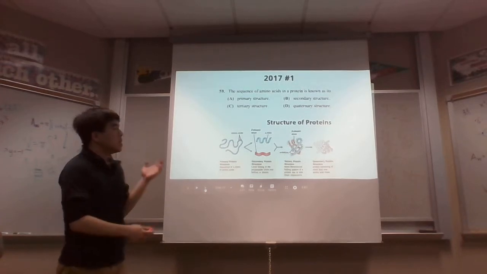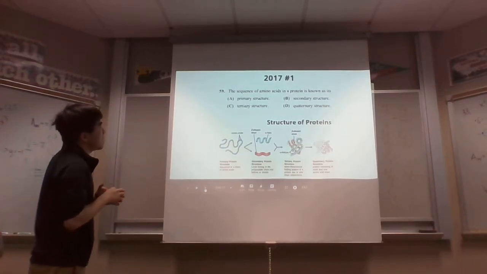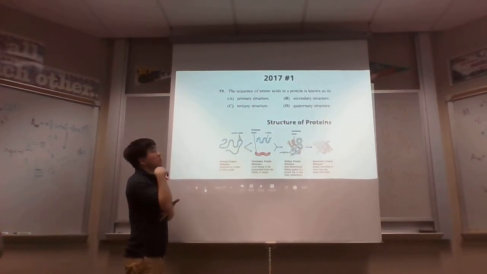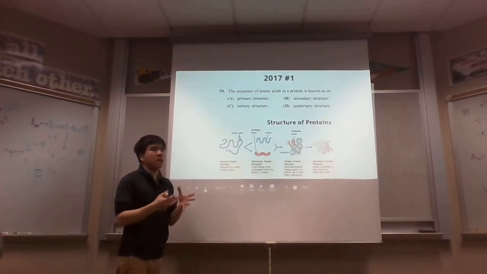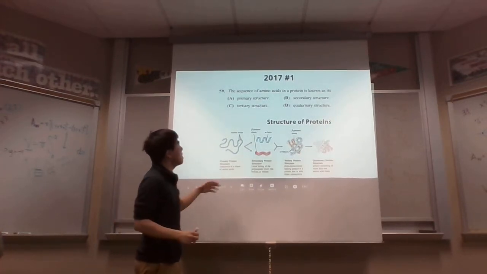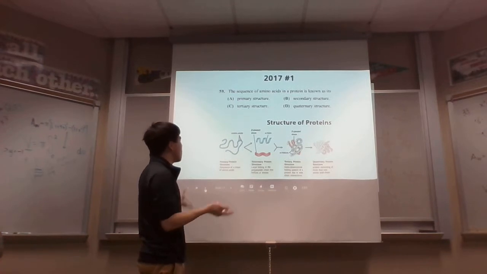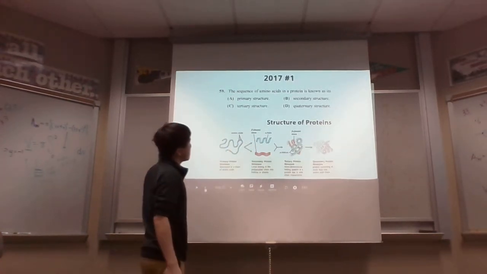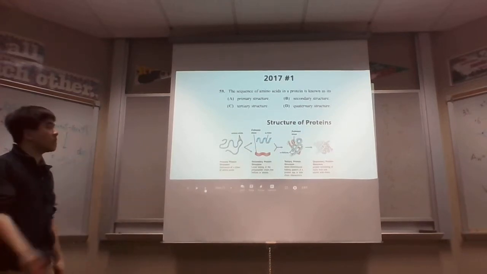2017, first question. Sequence of amino acids in proteins goes primary structure, then up to quaternary structure. So the structure is in the order of connection. Primary is where you have just the amino acids connected in the chain. Secondary is where you have the global folding of the chain into helices or sheets, and then it continues on. Next slide.